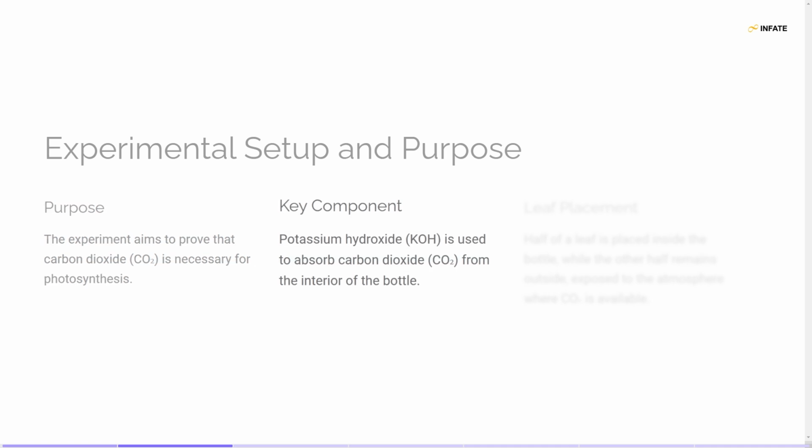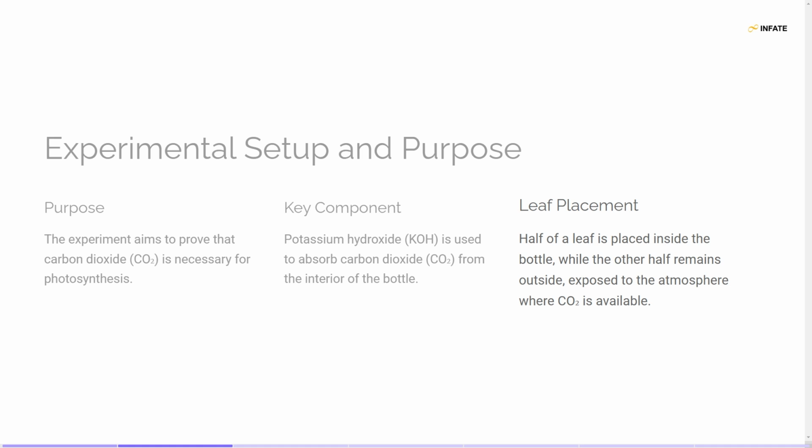Slide 2. Experimental Setup and Purpose. The purpose of this experiment is to demonstrate that carbon dioxide is essential for photosynthesis. Potassium hydroxide, KOH, is used to absorb carbon dioxide from inside the bottle, creating an environment without CO2. A leaf is positioned so that one half remains inside the bottle, where CO2 is absent, while the other half is left outside, exposed to atmospheric CO2.